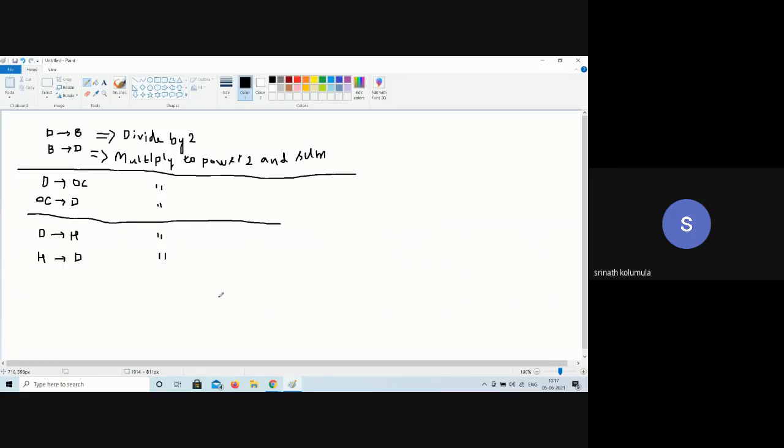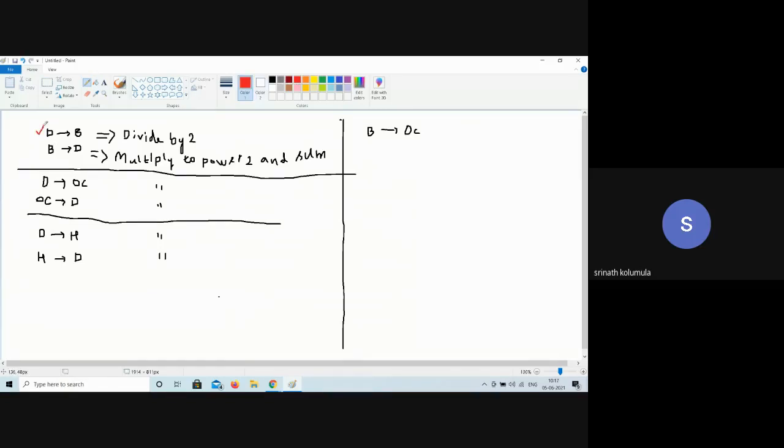How to convert a binary number to an octal number. Next we have to see how to convert a binary number to an octal number. The easiest way to remember is, see here, I am taking all decimal numbers.